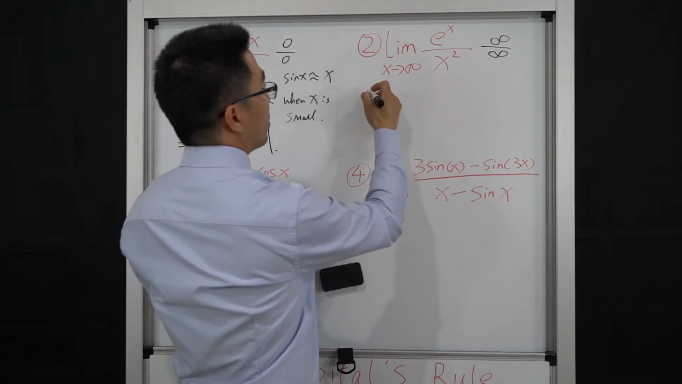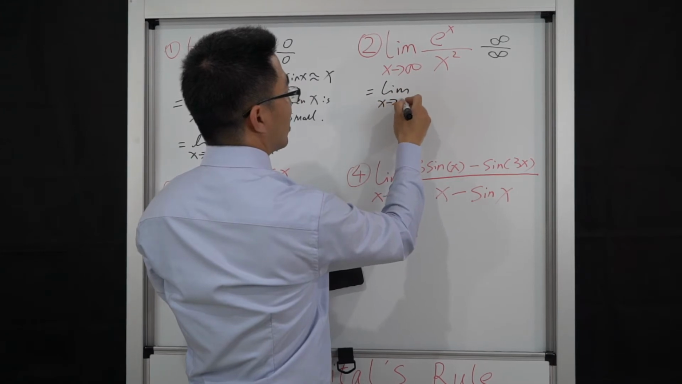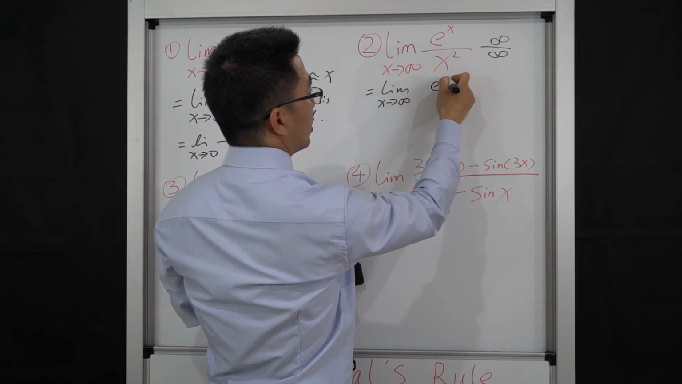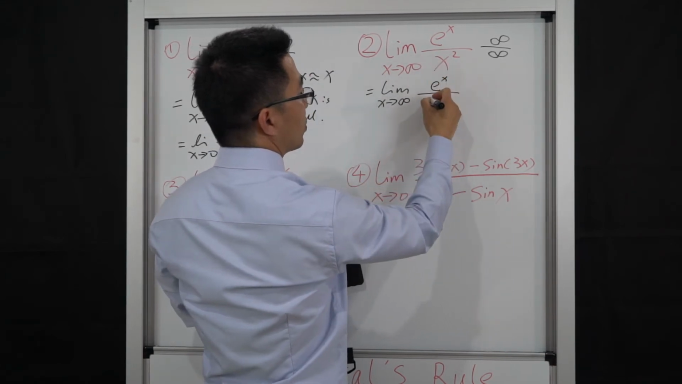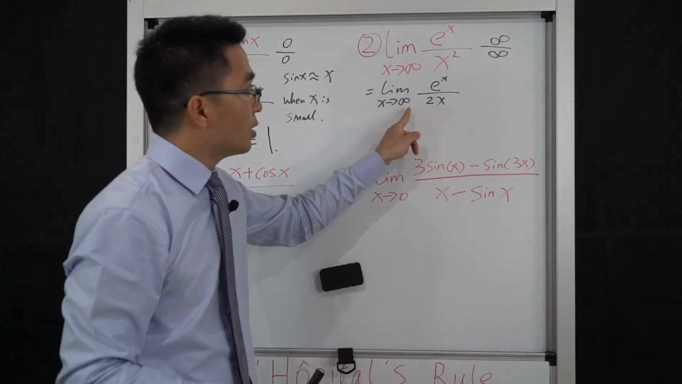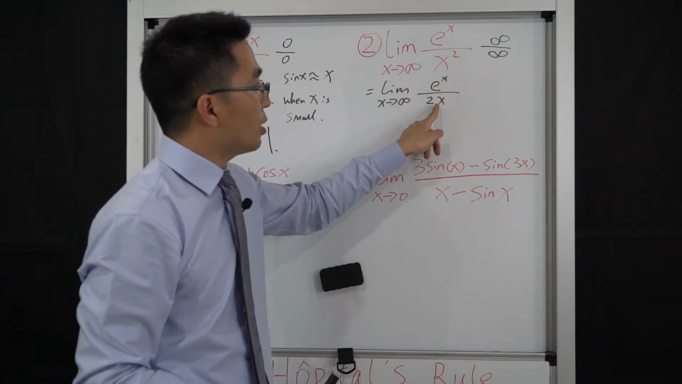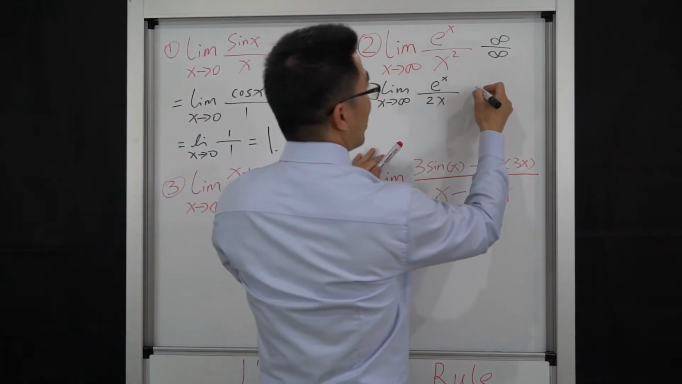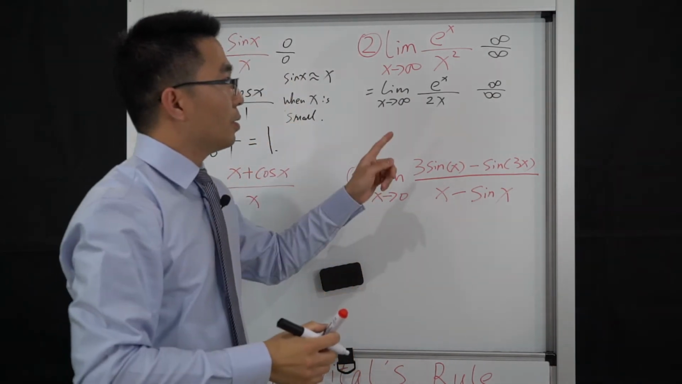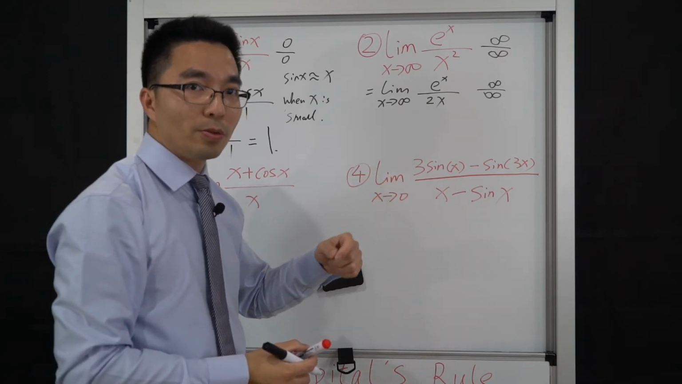Under L'Hopital's rule, this limit is equal to the limit as x approaches infinity of e^x, since the derivative of e^x is also e^x, over the derivative of x squared, which is 2x. But at this step, when x approaches infinity, e^x is still infinity and 2x is still infinity. So we still have an infinity over infinity form. What can we do at this step? We can keep going and apply L'Hopital's rule another time.